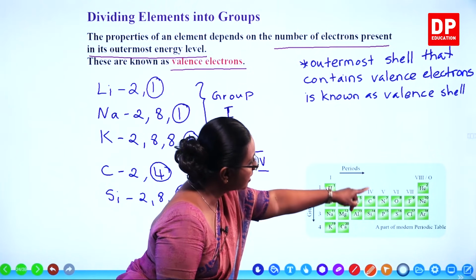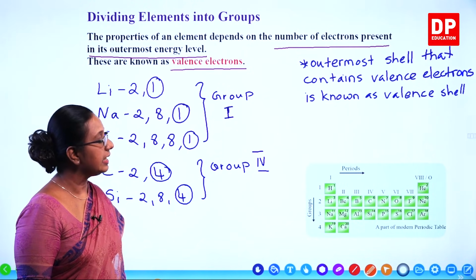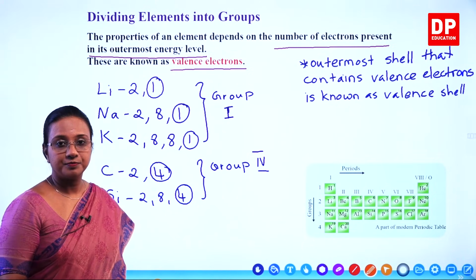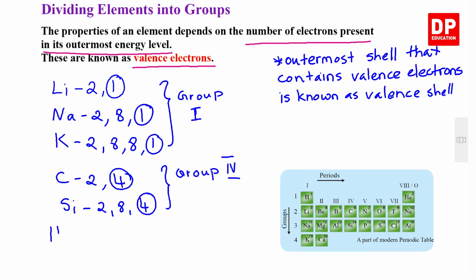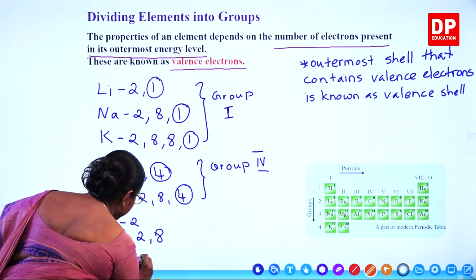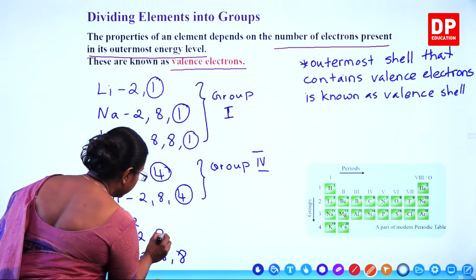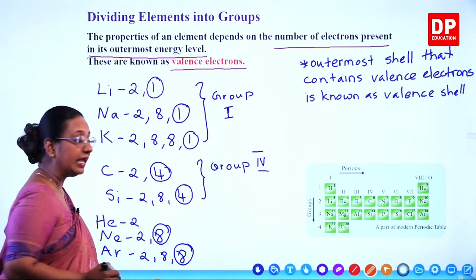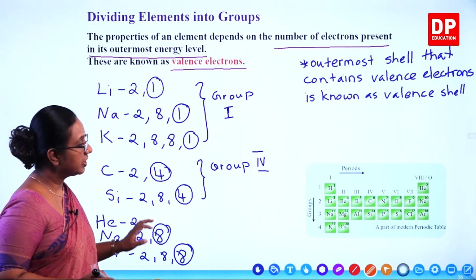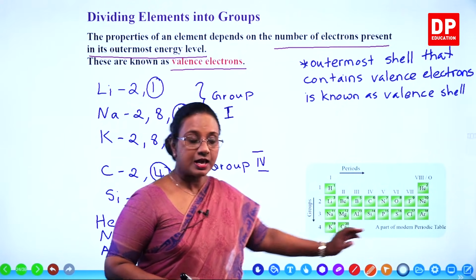In the same way, we take the elements helium, neon and argon. Helium has only 2 electrons. Neon, the atomic number is 10, so the electronic configuration is 2, 8. And argon, atomic number 18, so it's 2, 8, 8. Here you can see these two have 8 electrons, so therefore they go to group 8.